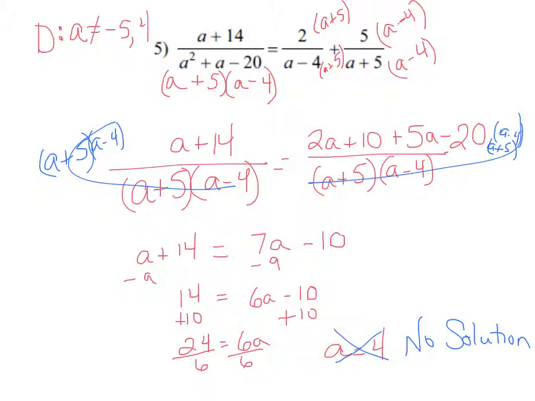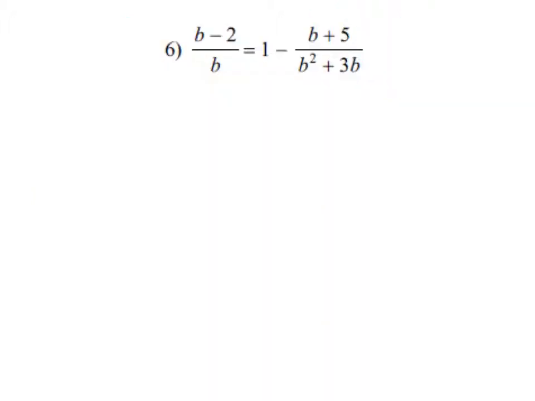Sometimes what you're going to find is you'll have two answers, one of them works, one of them doesn't. That's not a no solution. Then you would just have one of your answers working and you'd put an X through the other. In this example, the only answer I had was one that didn't work, so I've got a no solution. Let's try one more example here.